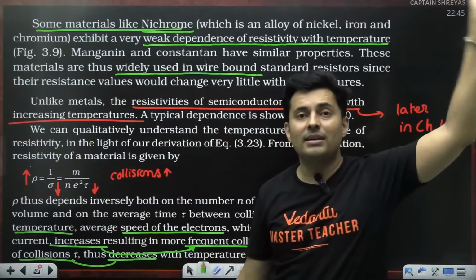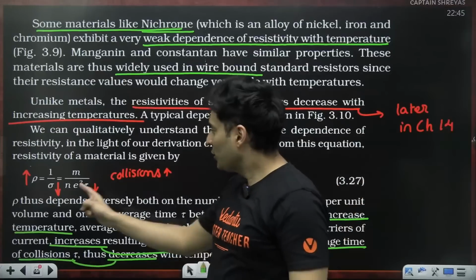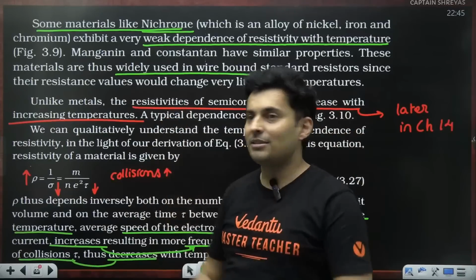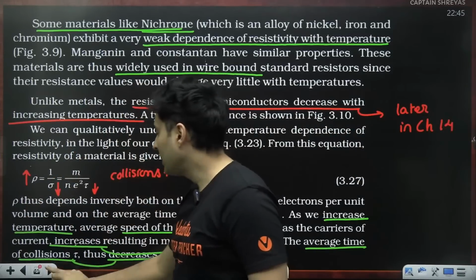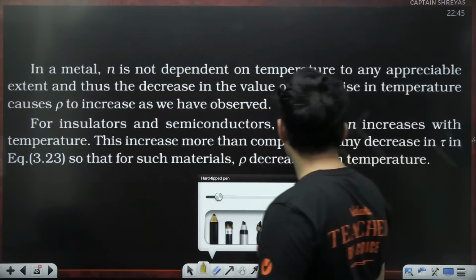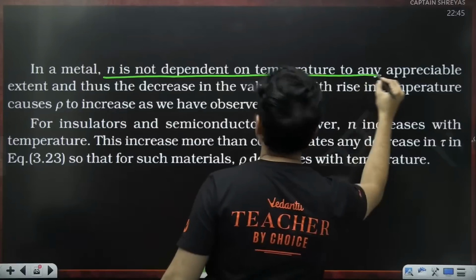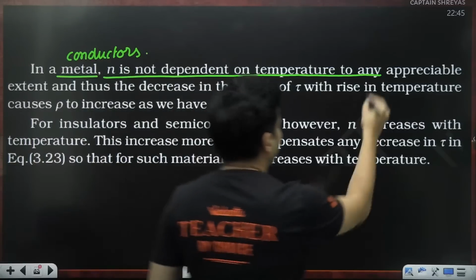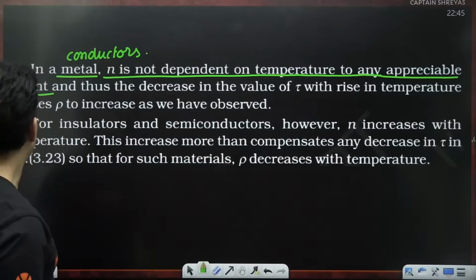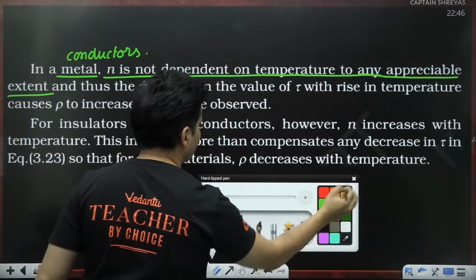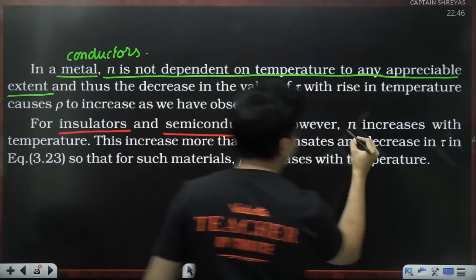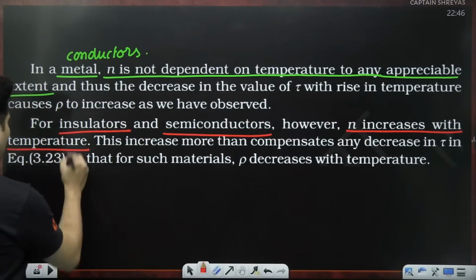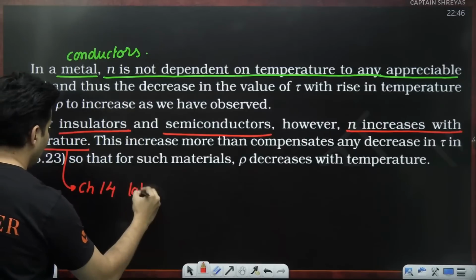So that's why for conductors, you will see it is generally not dependent on N. But for semiconductor like devices, which you will again study later on, you will see this changes drastically upon heating. N changes. So resistivity depends on N also. That is what they have mentioned. So again, an important point regarding conductors, N is not dependent on the temperature in metals, basically conductors, to any appreciable extent. But this is an exception now for semiconductors. For insulators, semiconductors, N changes with temperature. We'll come to that again in chapter 14. Don't worry, we'll study that later on.